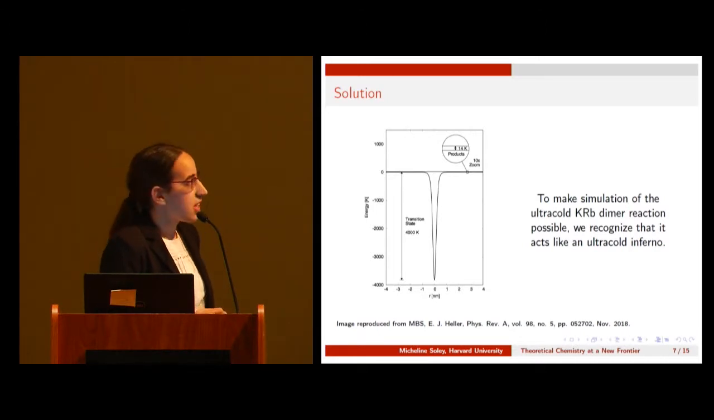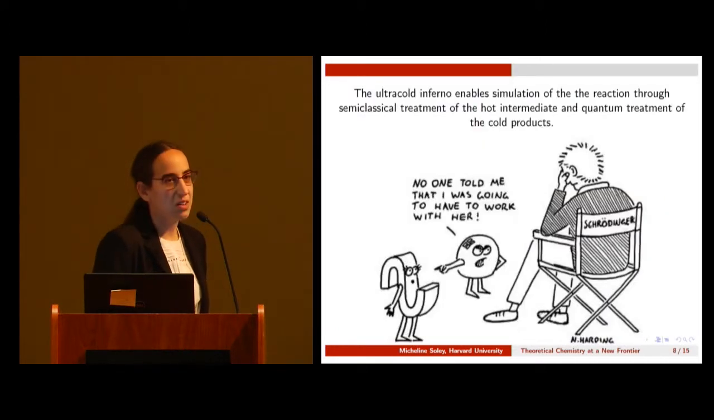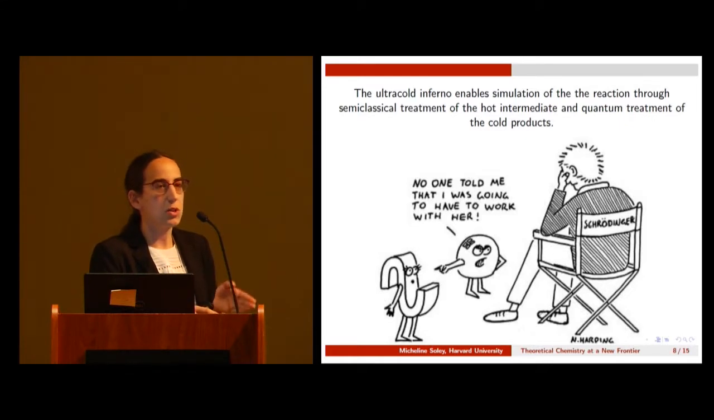The way that we use that is that we force classical mechanics to work together with quantum mechanics, whether it likes it or not. So what we do is we treat the hot part, the 4 atoms in the collision complex, classically, and then we treat the cold part, the products, quantum mechanically. And then we have a boundary between the two.